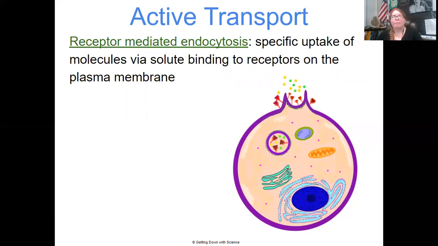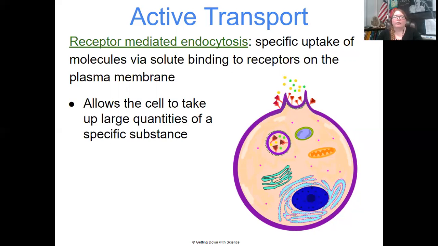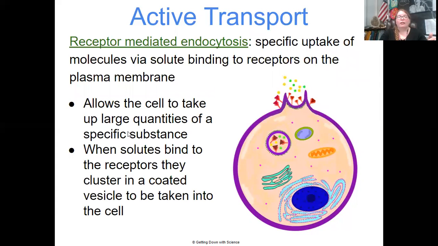Okay, so receptor-mediated endocytosis. So specific uptake of molecules via solute binding to receptors in the plasma membrane. So something can trigger endocytosis if it's the right stuff. So it allows the cell to take up large quantities of a specific substance. So if I specifically need sugar or specifically need salt, I may use this route instead of just regular pinocytosis. So this is kind of like a more specific version of that. But also, this is kind of how your immune system works.